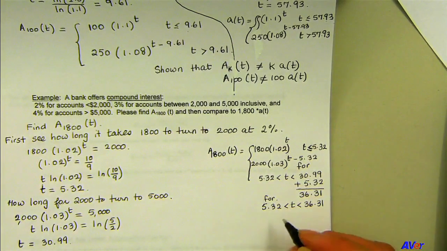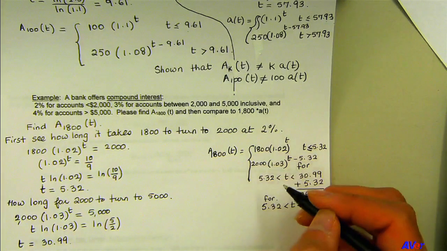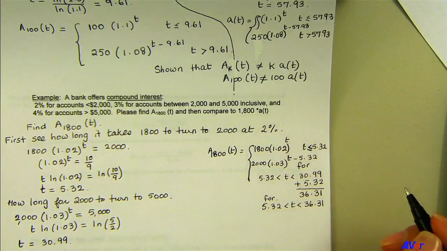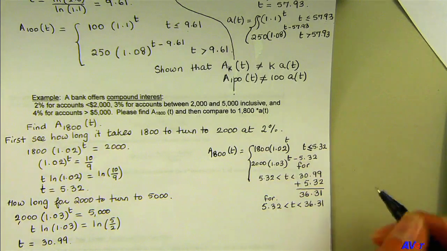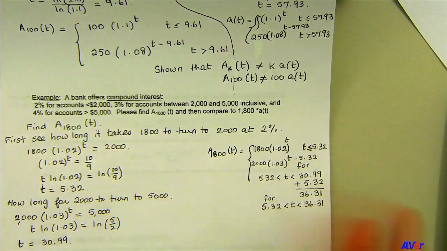Could we have calculated 36.31 like previously when we calculated 30.99? Could we have just made the original function t minus 5.32? Yeah, of course you could have. So it's pay me now or pay me later. Do it right away or just add it at the end. Doesn't matter. Okay, then what?